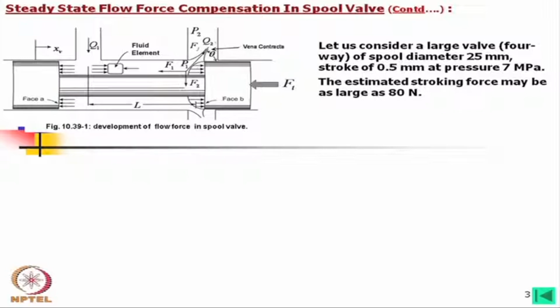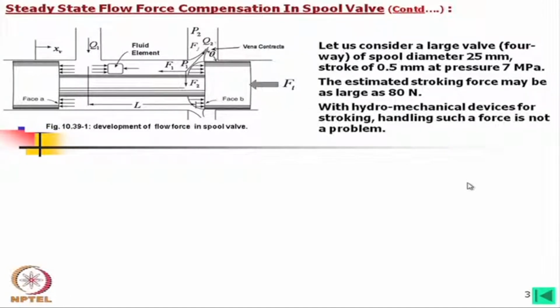This is considering the acceleration of this spool also. If this spool has constant velocity, then there is no force, but when this is accelerating or decelerating, there will be additional force. So, summing up all such force, it is 80 Newton. So, with hydromechanical devices for stroking, handling such a force is not a problem.